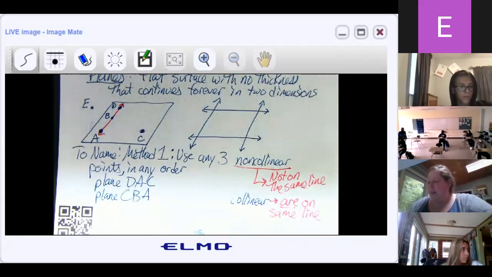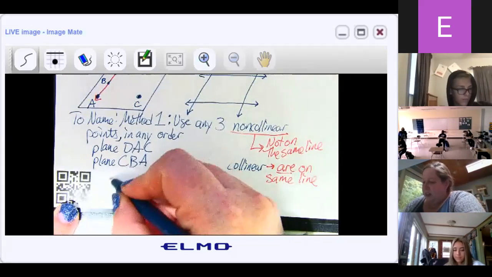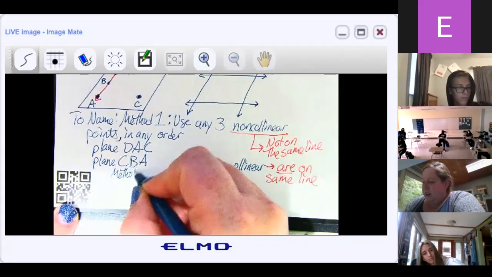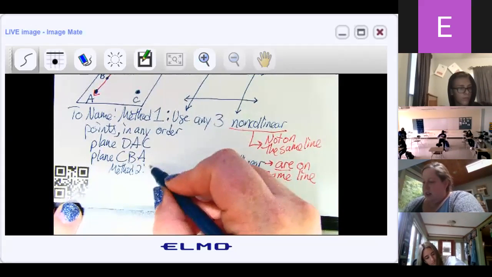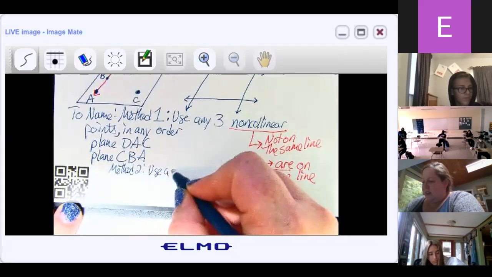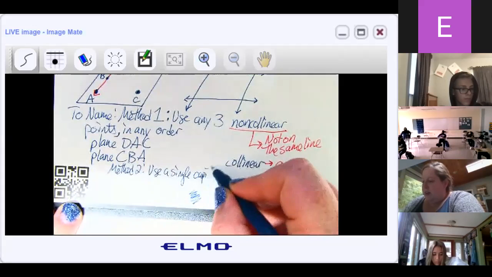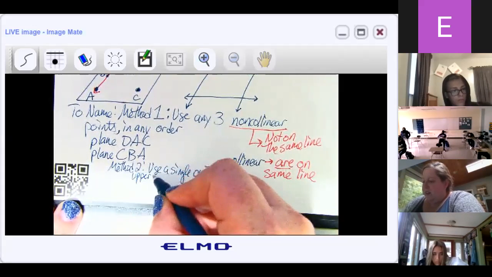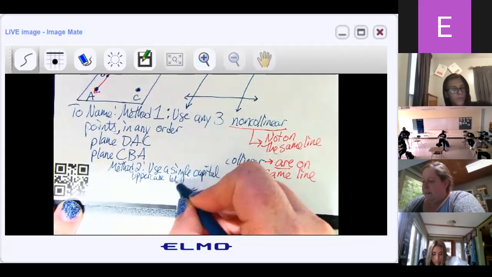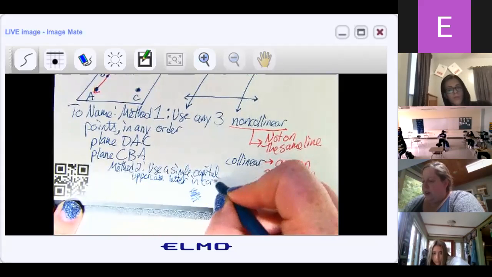Okay, and then method 2 is actually pretty short and easy, so I'll just squeeze it in down here. Method 2 is to simply use a single capital uppercase letter in the corner.